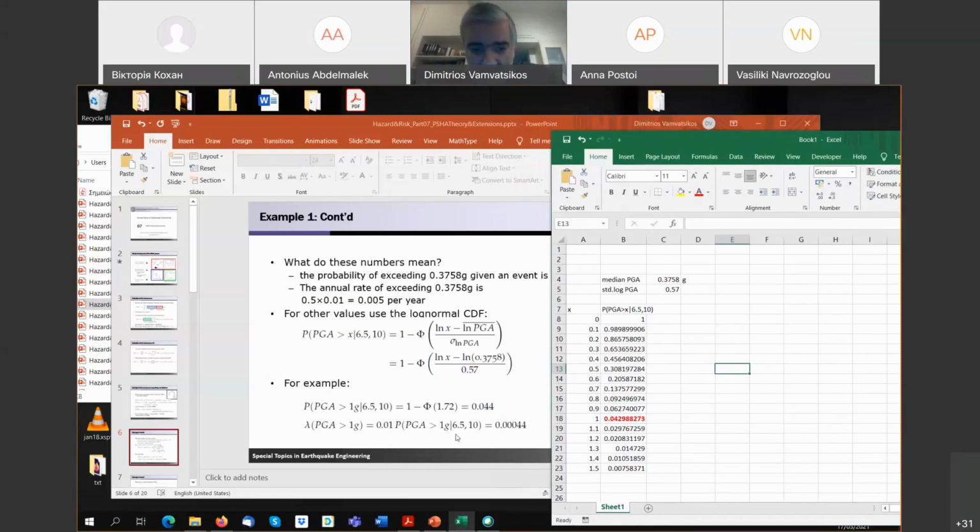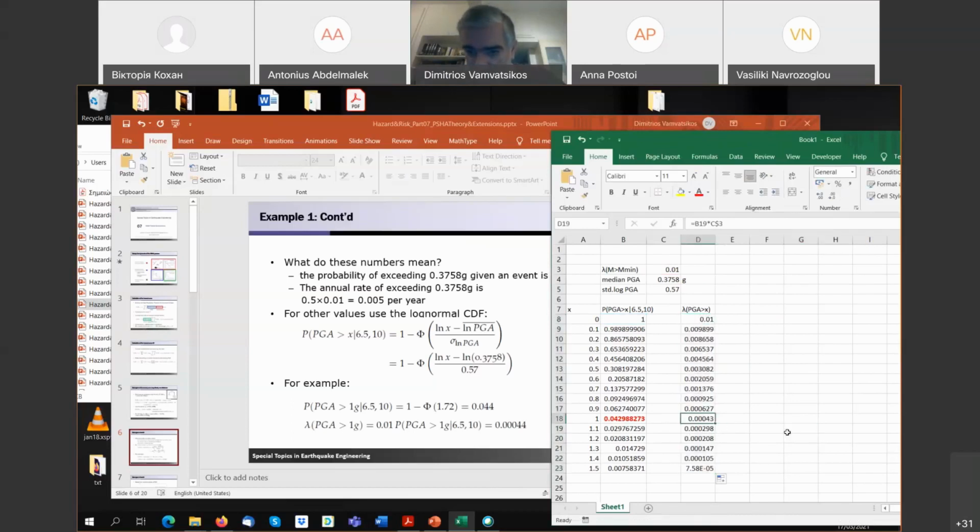And if I want to get the rate, all I have to do is multiply these numbers by the rate. So if my rate of M greater than M min, why am I even writing those? There's just one rate. And eventually, if I want to have the rate of PGA greater than X, you just multiply this by this. Make this a nice constant over here and put the dollar sign. You go down and there are your numbers.